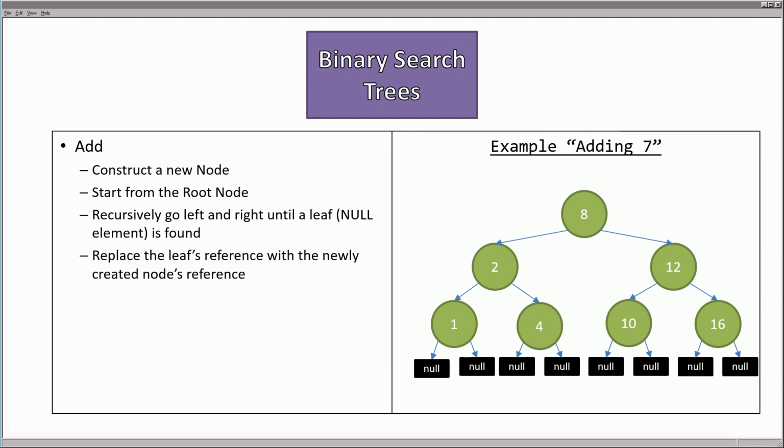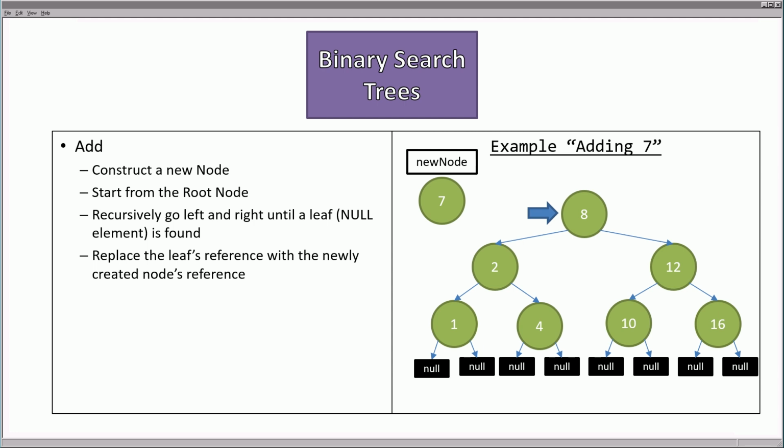Looking at an example, let's say that we're going to add the value 7 to this binary search tree. The first thing that we do is we construct that new node with the data. So there's our new node, and there's the data. Now we start from the root node. We have to use the properties that we know about a binary search tree in order to place this in the correct location. We understand that the left child is always less than the parent, and the right child is always greater than the parent.